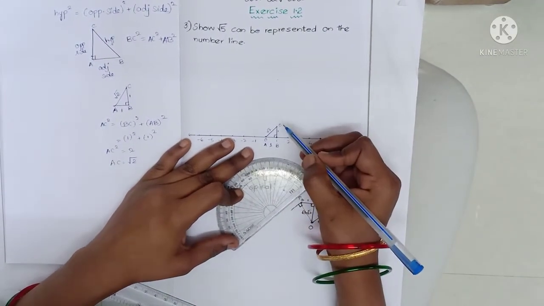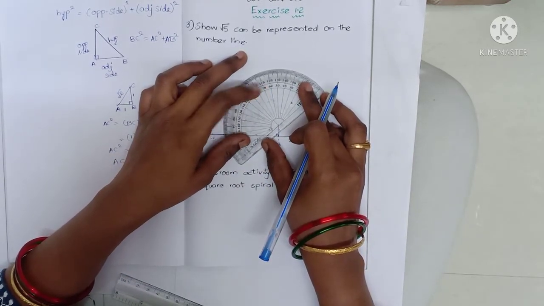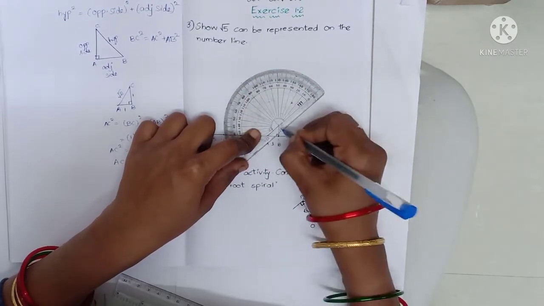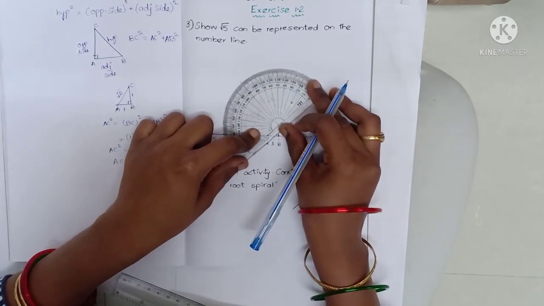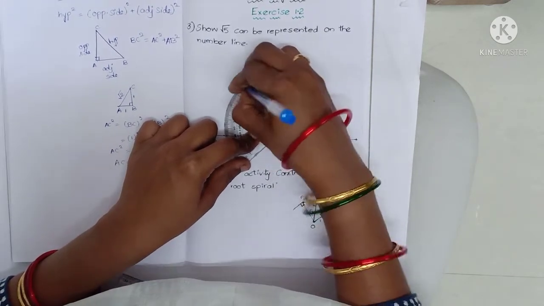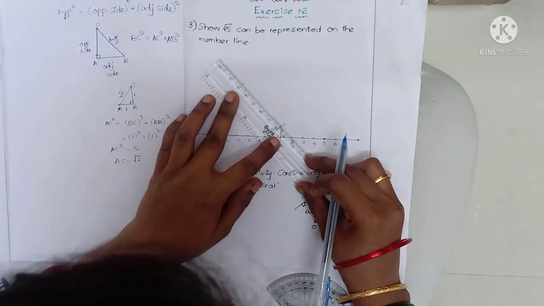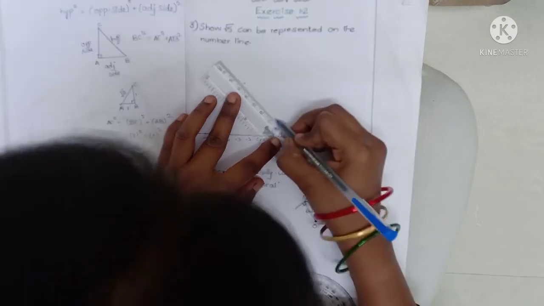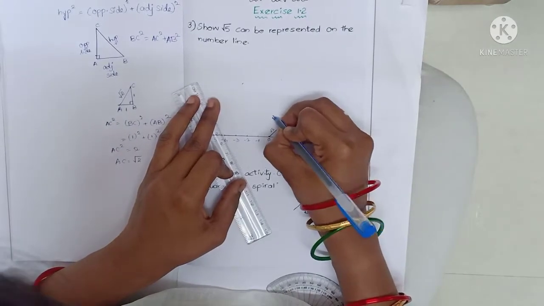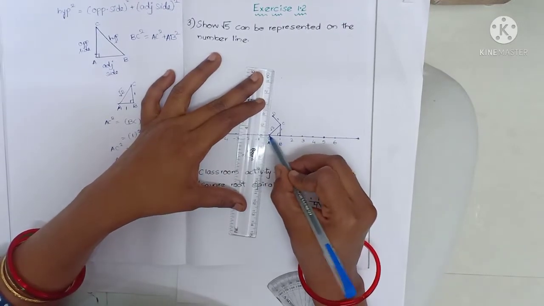What should be the length of the perpendicular, children? It should be of length 1 unit. From point C, draw a perpendicular. Take a protractor and mark 90 degrees at point C. At C, draw a perpendicular of length 1 unit. Mark the point as D. Now CD is of length 1 unit. Now join points A and D.